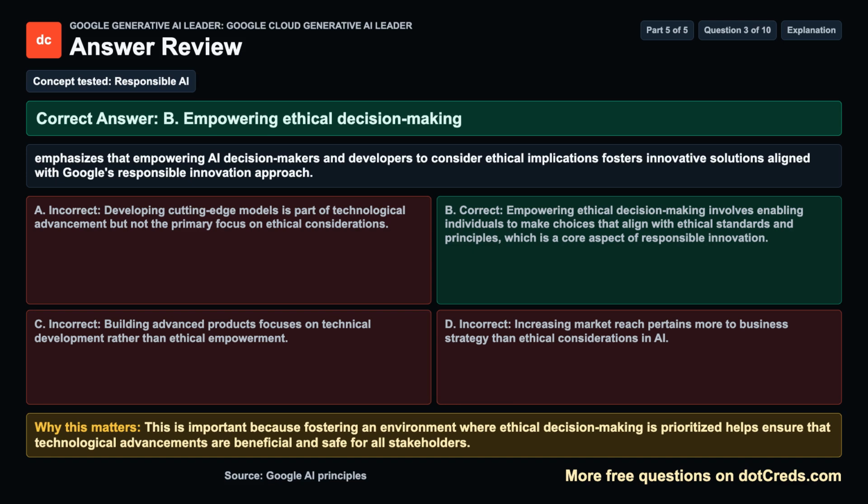Concept tested, responsible AI. The correct answer is B. Empowering ethical decision-making. This emphasizes that empowering AI decision-makers and developers to consider ethical implications fosters innovative solutions aligned with Google's responsible innovation approach. Why this matters? This is important because fostering an environment where ethical decision-making is prioritized helps ensure that technological advancements are beneficial and safe for all stakeholders.